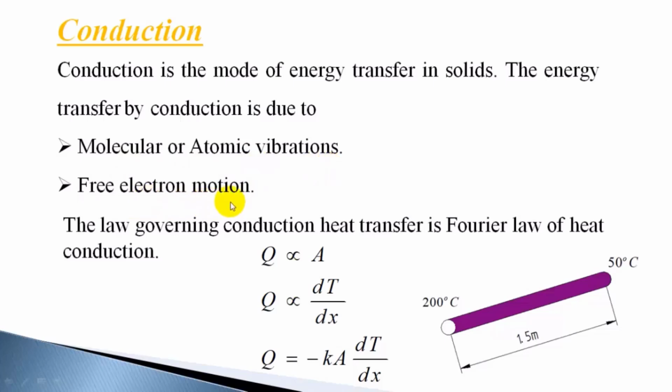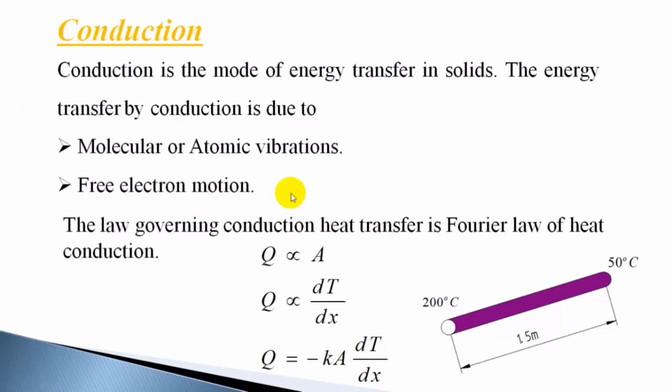Free electron motion is the main carrier of energy in solids, and the free electrons move from one place to another place and transfer energy in solids. Good conductors have a number of free electrons, and that will cause conduction to take place at a faster rate. And the heat transfer by free electron motion is nearly 100 times more than that due to atomic vibrations. That is the reason why metals are good conductors of heat, and metals usually have more free electrons than non-metals. So metals are good conductors of heat.